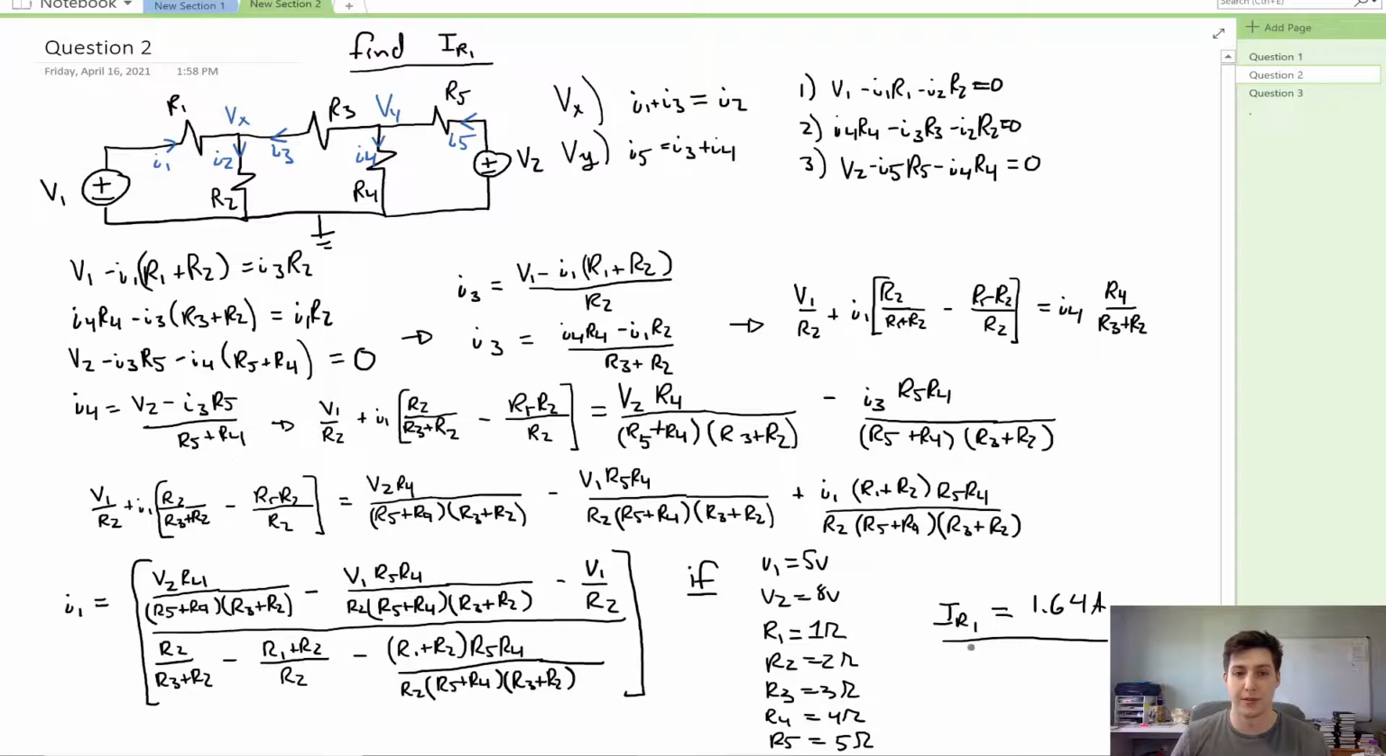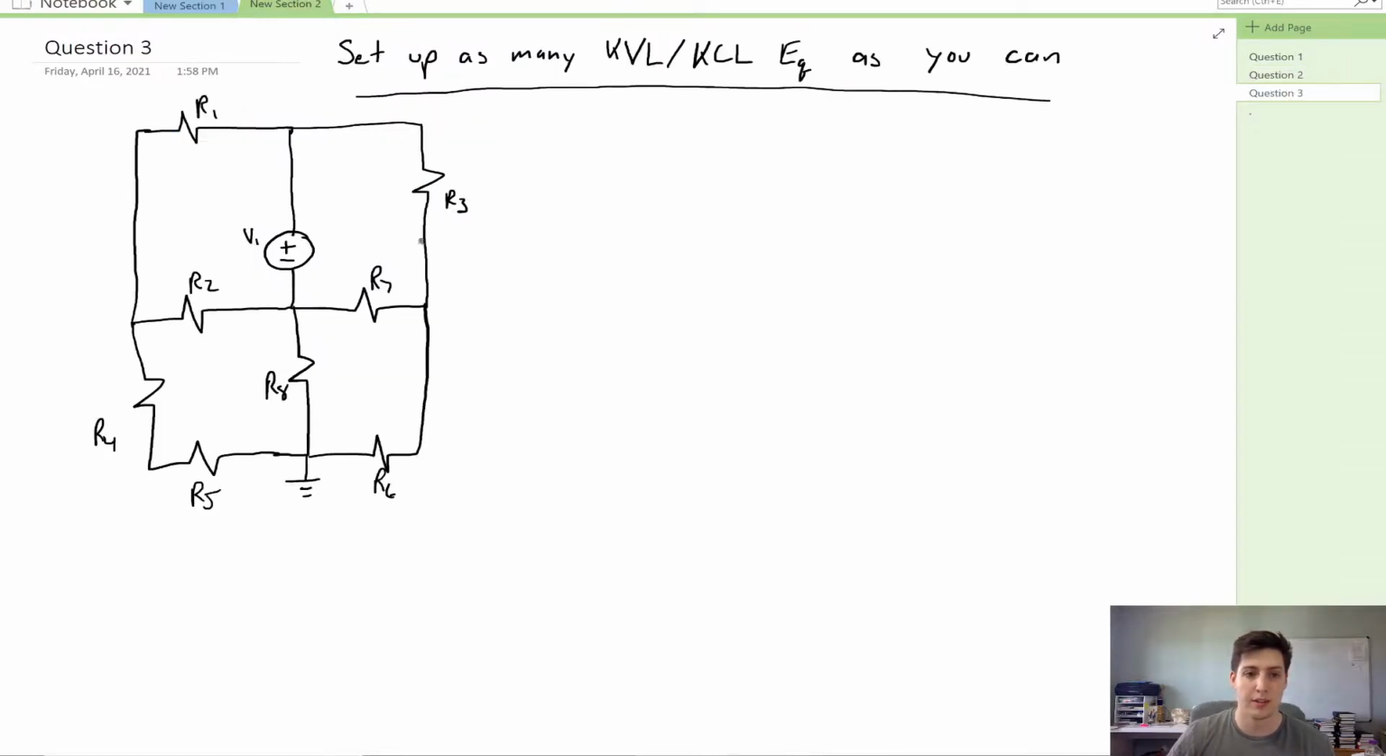Okay, so now that we've solved for the current going through the first resistor, we can look at question 3. And question 3 is to set up as many KVL or KCL equations as you can. So we have our famous window circuit, and this will really push the limits for a freshman level student for what they can think of for KVL and KCL. So we're not asking them to solve anything, we're just asking how many equations they can set up that are unique and useful.